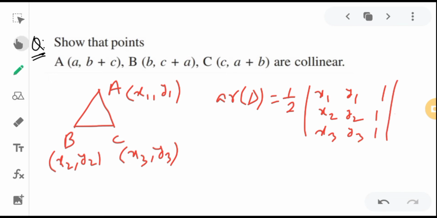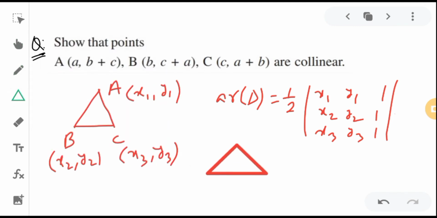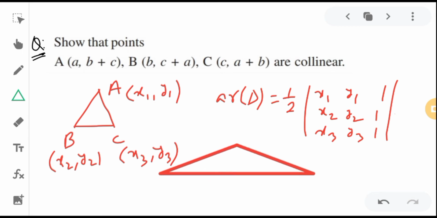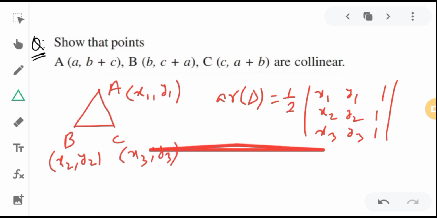So how can we use this formula? Suppose these three points are collinear, like this. These three points are not able to form a triangle. This is a triangle, but A, B, C are not forming a triangle. These three points are collinear like this.